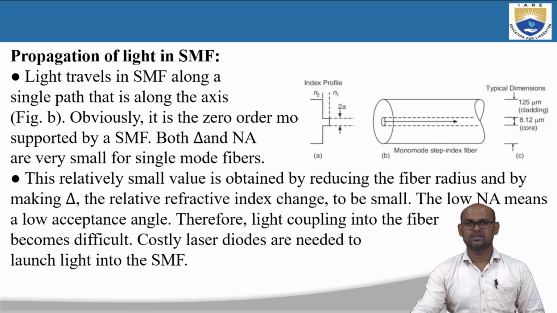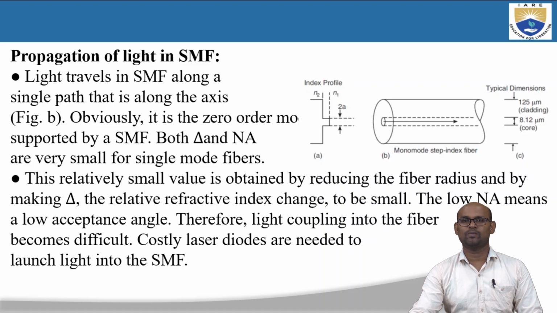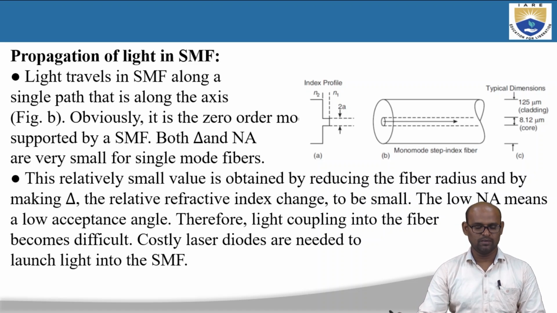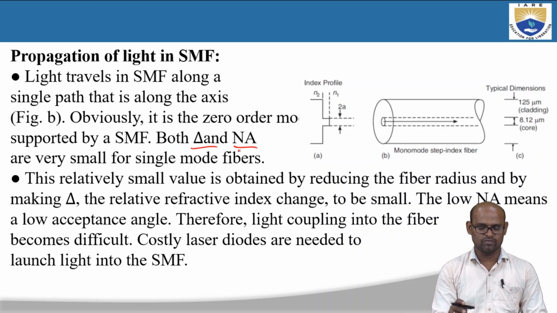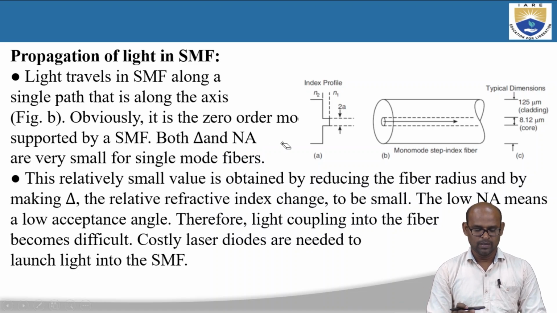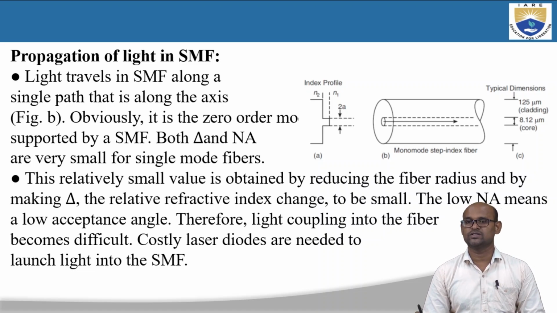That is about the construction of this single mode step index fiber and propagation. How does the light propagate in this optical fiber? Light travels in a single mode step index fiber along a single path, that is along the axis. Obviously, it is the zero order mode supported by a step index single mode fiber. Both refractive index change and numerical aperture are very small for these single mode fibers. This relatively small value is obtained by reducing the fiber radius and by making delta, the relative refractive index change, small. So the low numerical aperture means low acceptance angle.